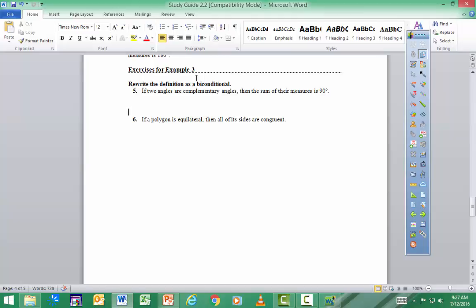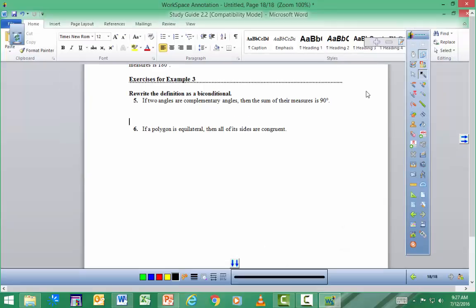Alright, so here's an example here. Rewrite the definition as a biconditional. Now, the interesting thing about an if and only if statement, when it's biconditional, the if and only if part goes in the middle of the statement. So first of all, let's make sure that they're both true. If two angles are complementary angles, then the sum of their measures is 90 degrees. So if we were to switch this around, if two angles' sum is 90 degrees, then we say they're complementary. Well, they're both true, and so what it means is that we can write this statement as a single statement, combining these both together as a biconditional.